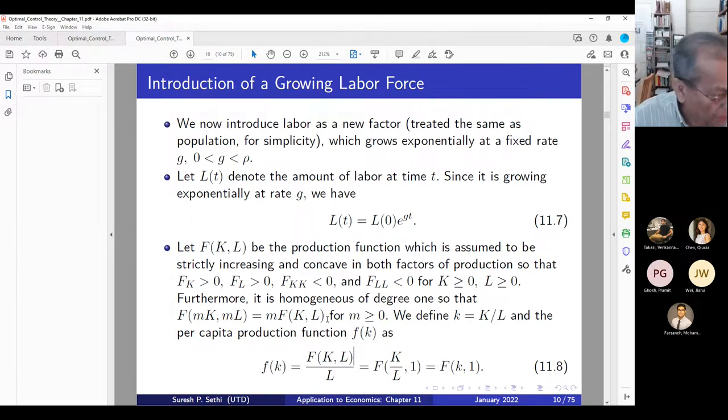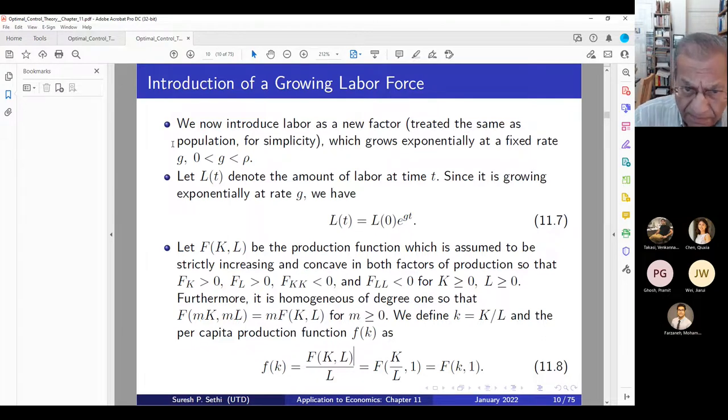Okay. So, we introduce labor as a new factor of production. And we assume that the labor is growing at an exponential rate. This is an assumption that was very common because it allowed the model of two sectors to be reduced to a model of one sector. We'll see why. But if the labor is not growing exponentially, then the problem becomes more complicated.